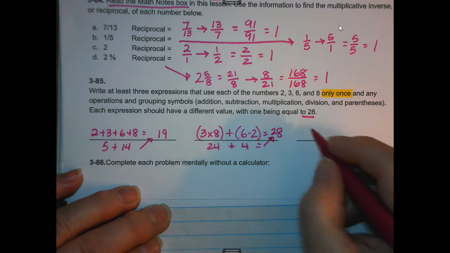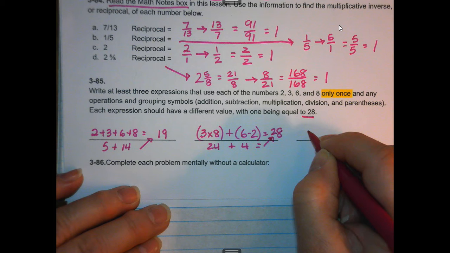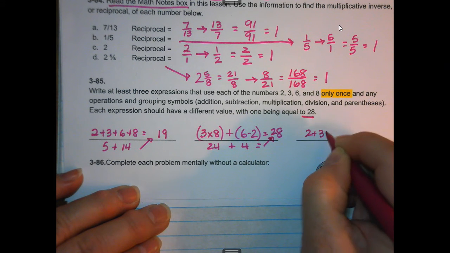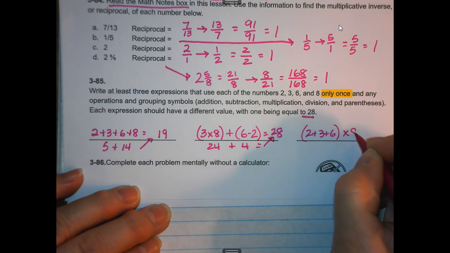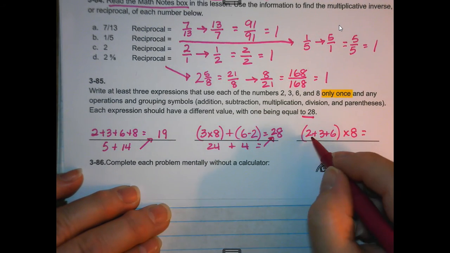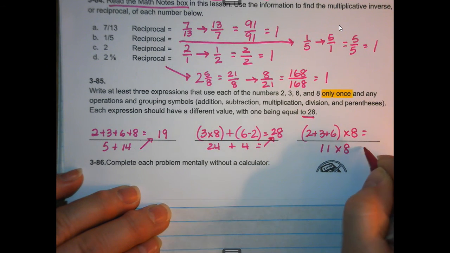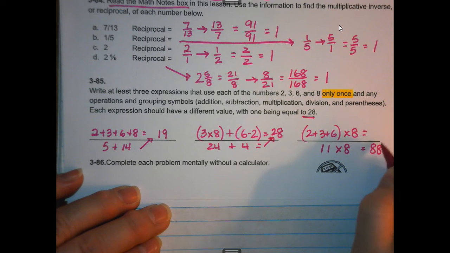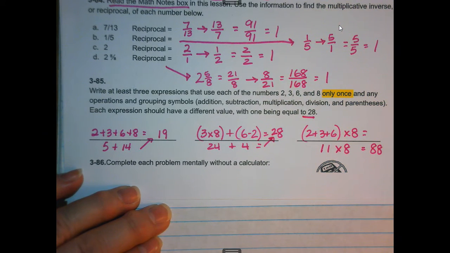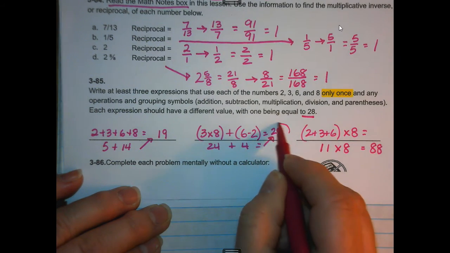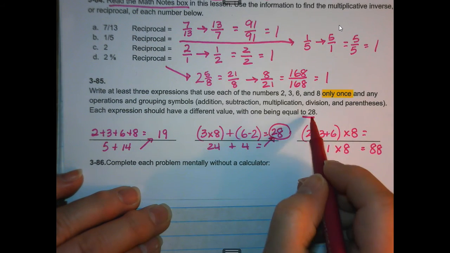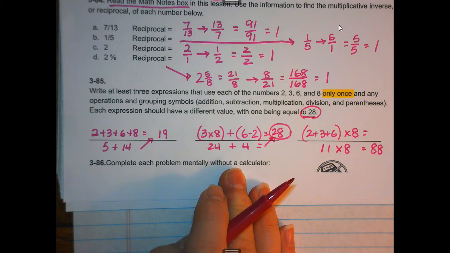And the last one we can do, let's see, 2 plus 3 plus 6 times 8. And we have 5. This makes 11 times 8 equals 88. You might have gotten something different, but you do need to make sure that one of your answers is equal to 28, like the directions said.